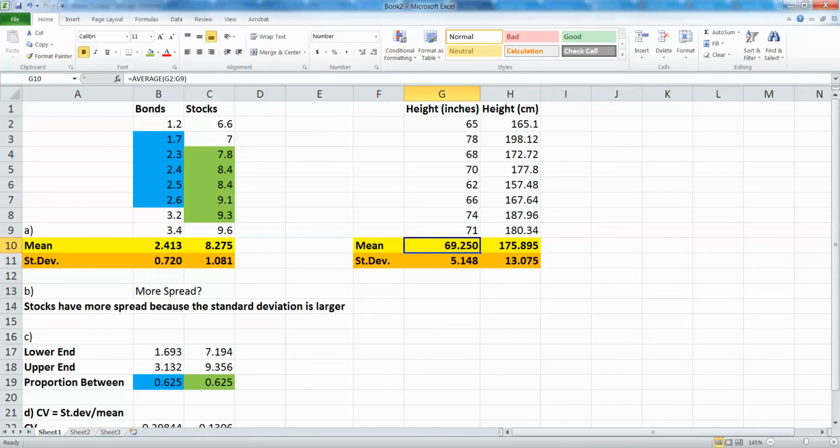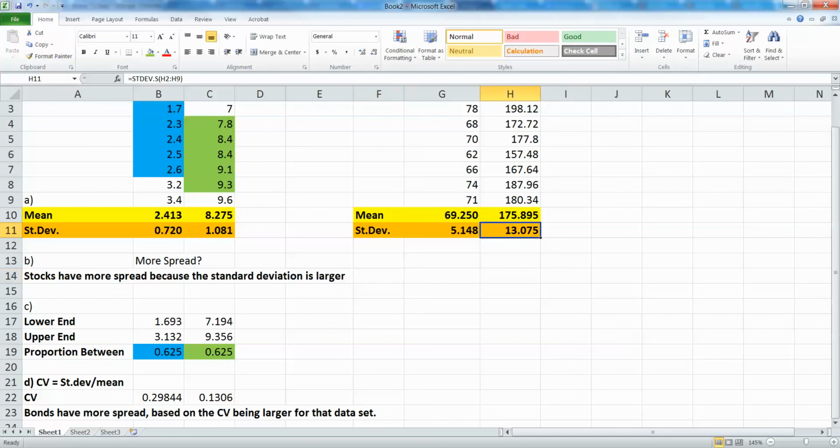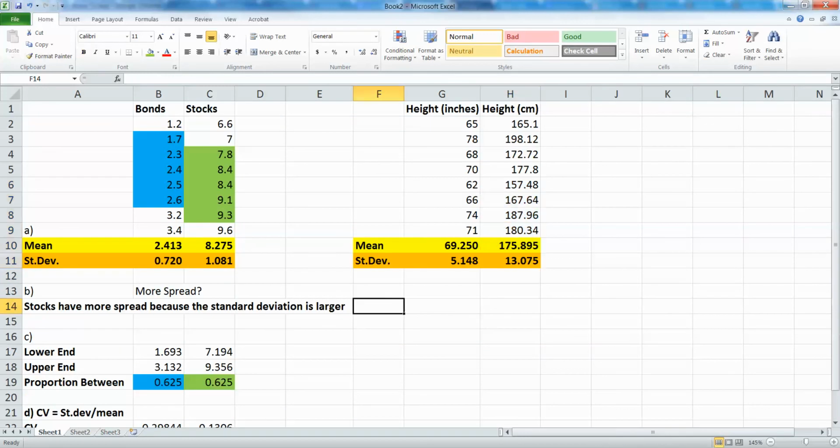In case you're interested to know, Excel finds the mean with the average. So I say average of those cells, and it finds standard deviation with stdev.s. All right, so again, which has the more spread? It's got to be the heights in centimeters. So heights, let me copy that, one second.